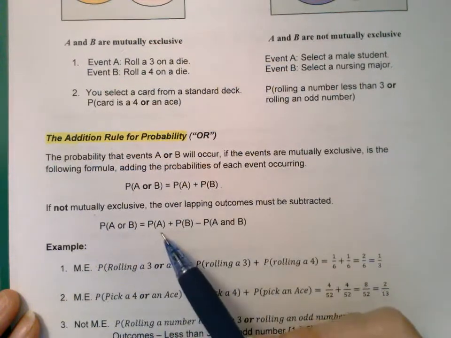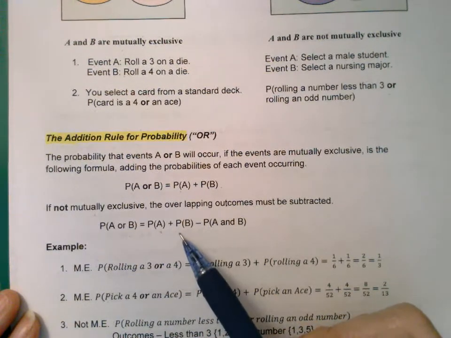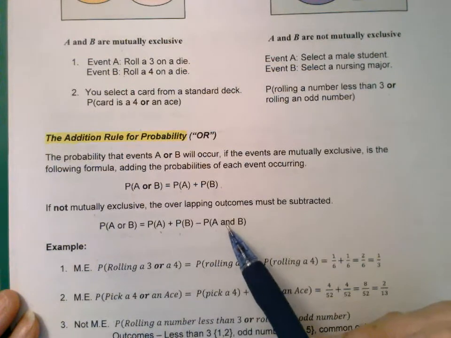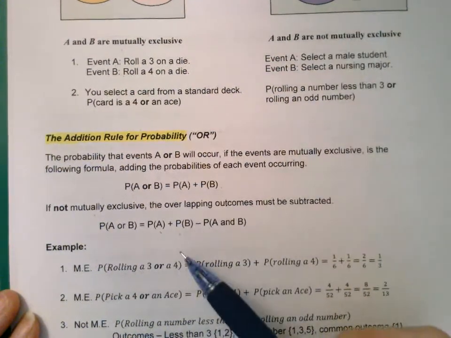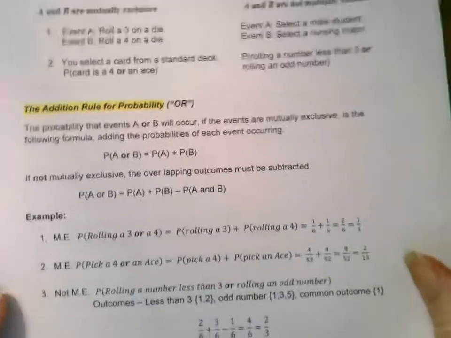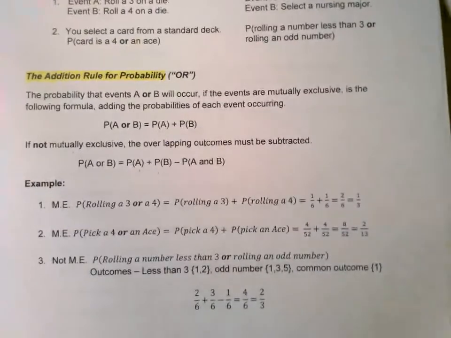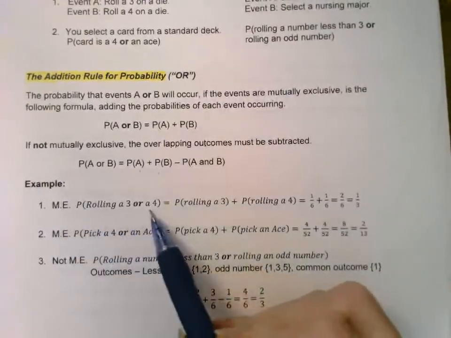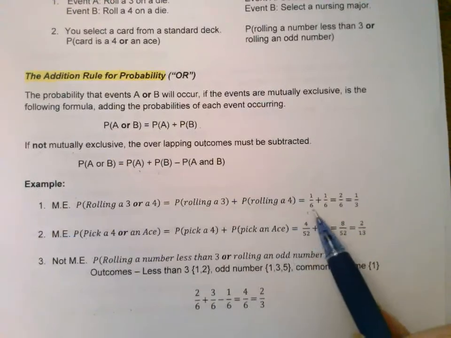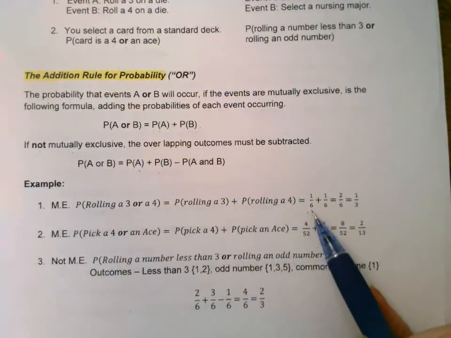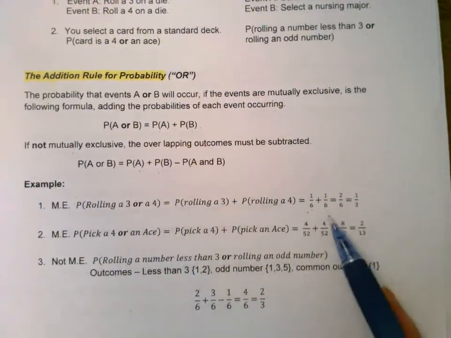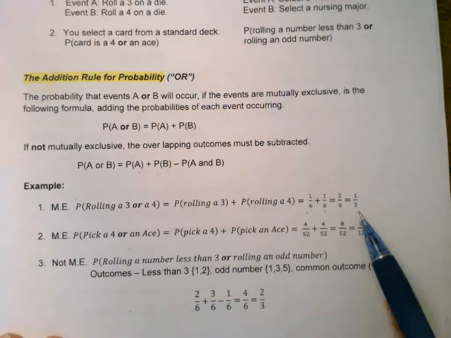So if you're calculating a probability, you want to take the probability of event A plus the probability of event B minus the overlap, which would be the AND group. For example, for mutually exclusive, rolling a 3 or a 4, just one side of a 6-sided die each, you add their probabilities together when it's an "or." You get 2/6, which is 1/3.